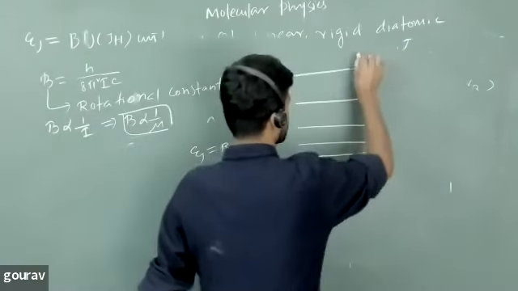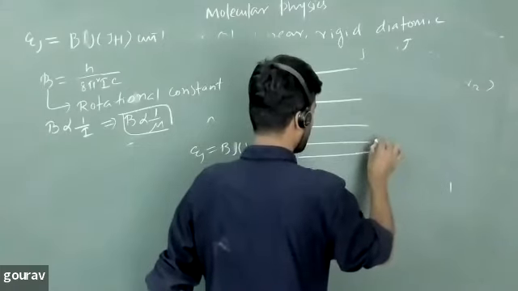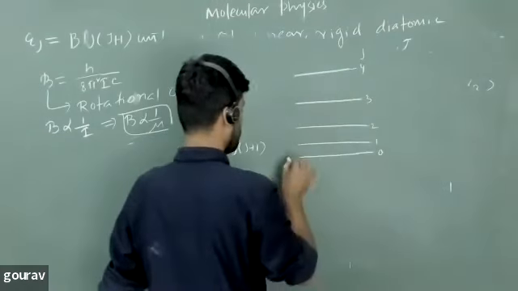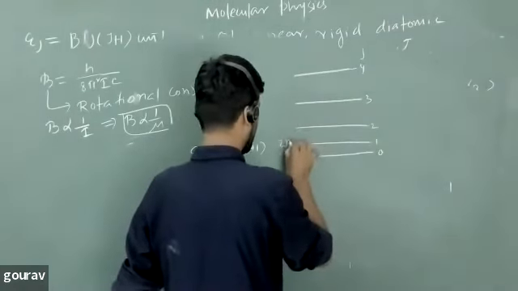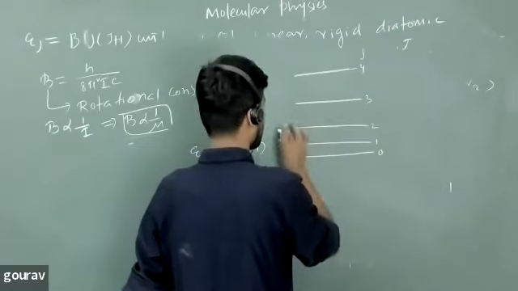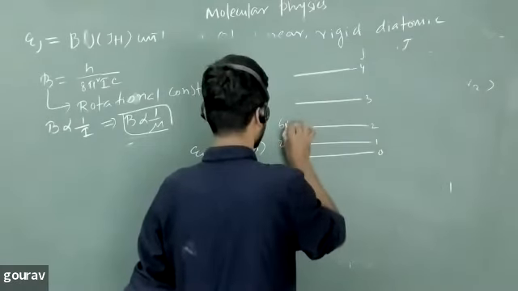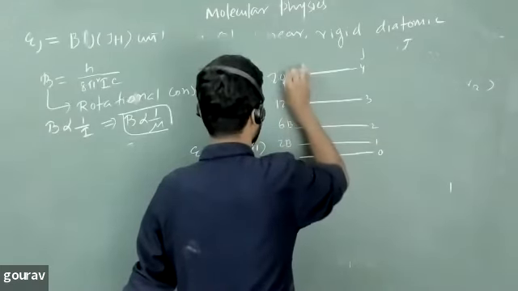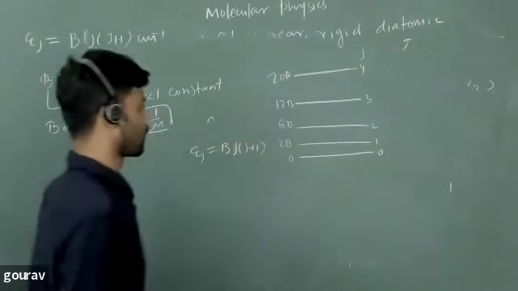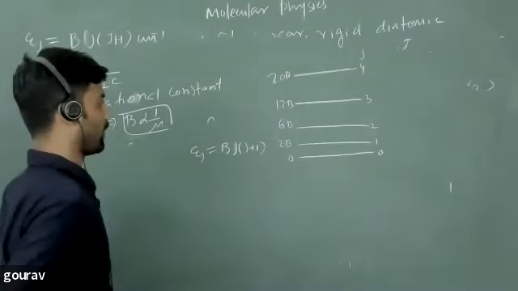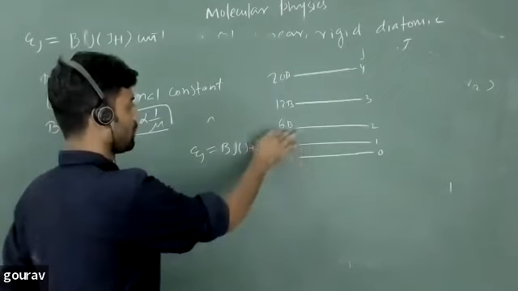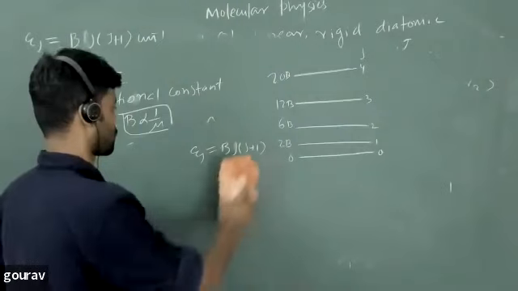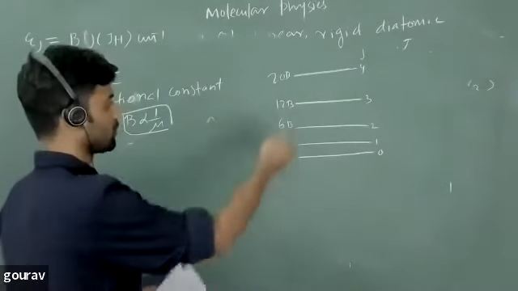Okay, so this is J equals 0, 1, 2, 3, 4. The energies will be 0, 2B wave number, then 2 into 3, 6B, then 12B, then 20B. So this is the energy level diagram. The ground state will be 0, then 2B, 6B, 12B, 20B. And this is your J.